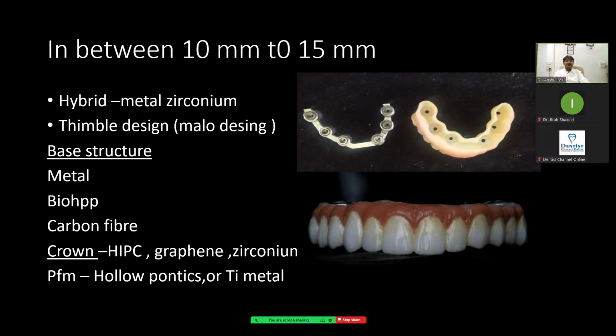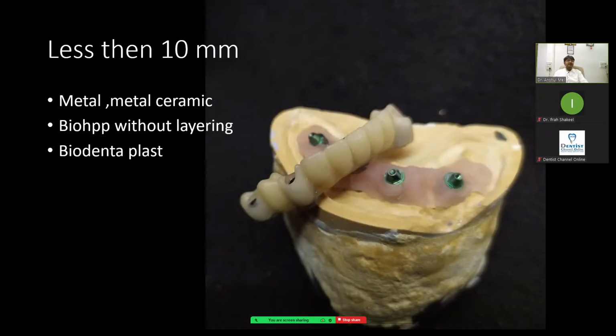So this is the thing. And when it is less than 10 mm, when you have very less height, you can give direct metal or direct BarG PP material, which is available in ivory color. Or in some cases we use thermoplastic material, like what we use for making a flexible denture. It's a replaceable material, we have to replace it every 6 months. It's all about absorbing the saliva, as you know.